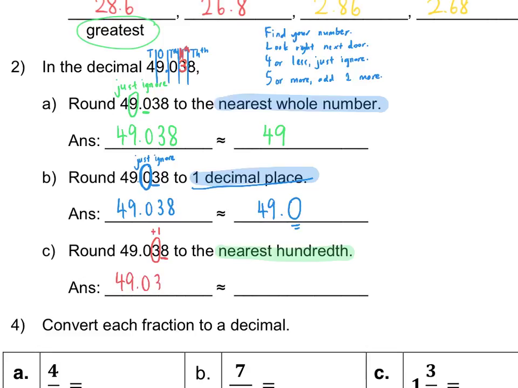So my answer should be, whatever is in front of the circled number remains the same. 3 plus 1 becomes a 4. And whatever is behind becomes a 0. We do not have to write it because it's to the nearest hundredth, and this is the hundredths place. Whatever digit is at the back, we do not write. So with that, we are done with rounding decimals.